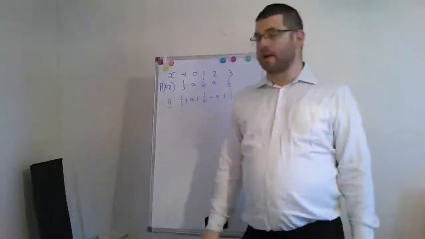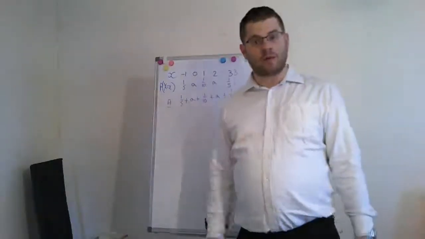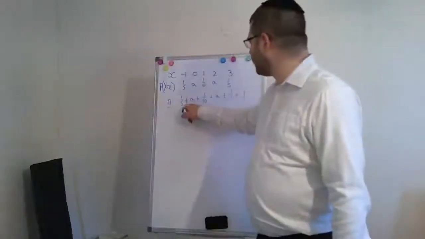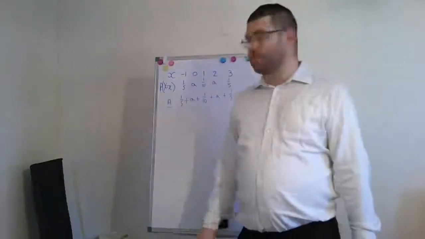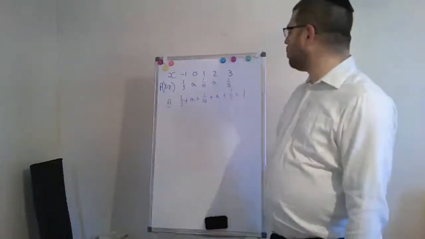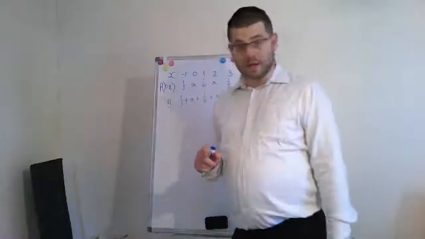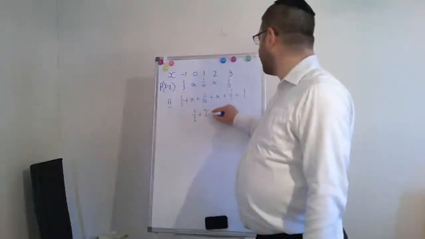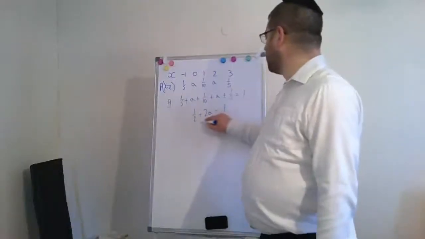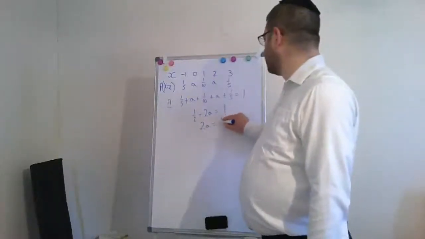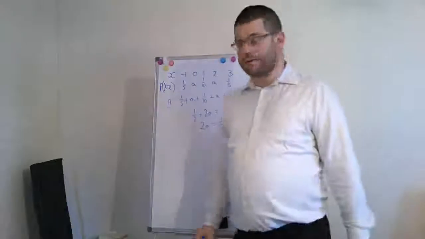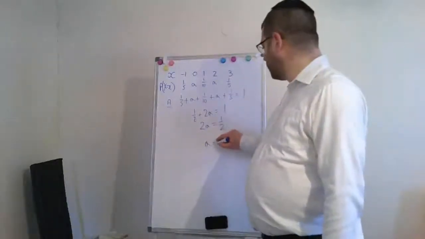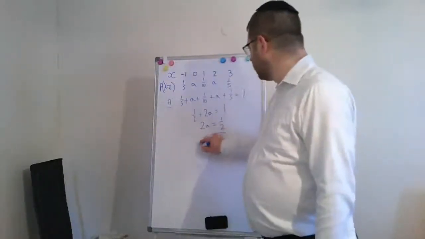And then let's add up the numbers we can actually add up, i.e. the numerical values. We've got 1/5 and 1/5, that's 2/5. And then we've got 1/10. So if you add that together, you get a half. You've also got an A and an A, which is 2A. So then 2A is a half, and therefore A is a quarter.